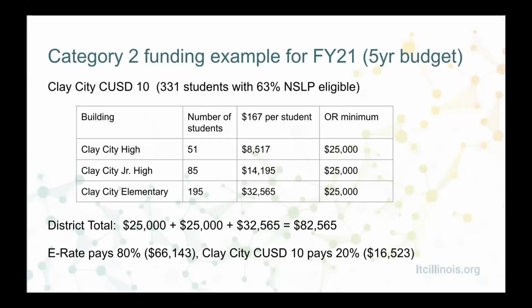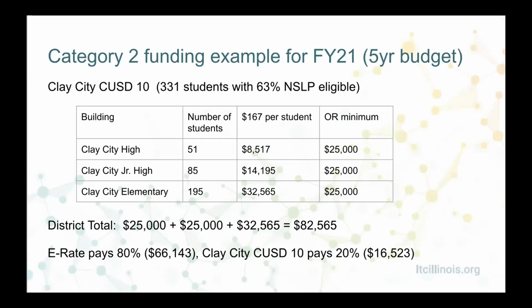So for example, Clay City High School with 51 students would have had a budget of $8,517. However, they can choose the minimum budget of $25,000 for that particular building. The same case would be for the Clay City Junior High, but the elementary has over 150 students, and so they would use the calculated budget, the higher of the two, which is the $32,565. To figure the Category 2 budget for the district, you would add those 3 totals together, getting $82,565 for that district. Because Clay City is an 80% district, E-Rate will pay $66,000 of that. Clay City, however, will have to come up with the 20%, which would be $16,000, 500 some.